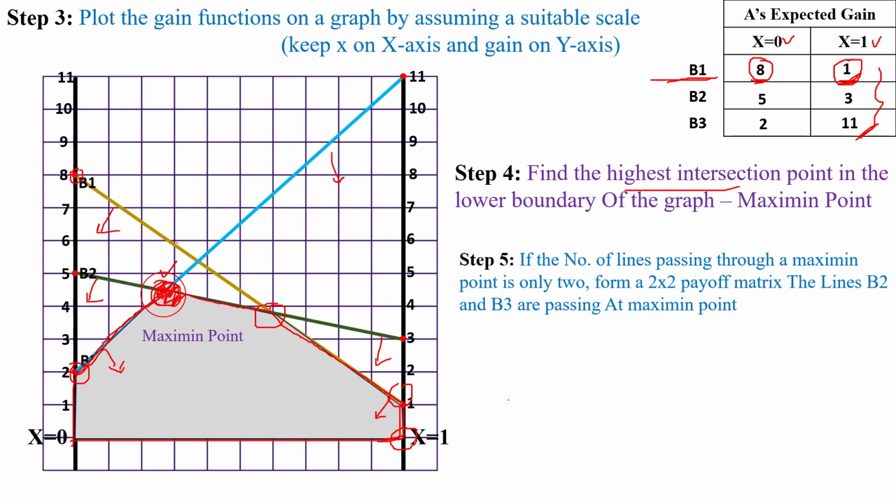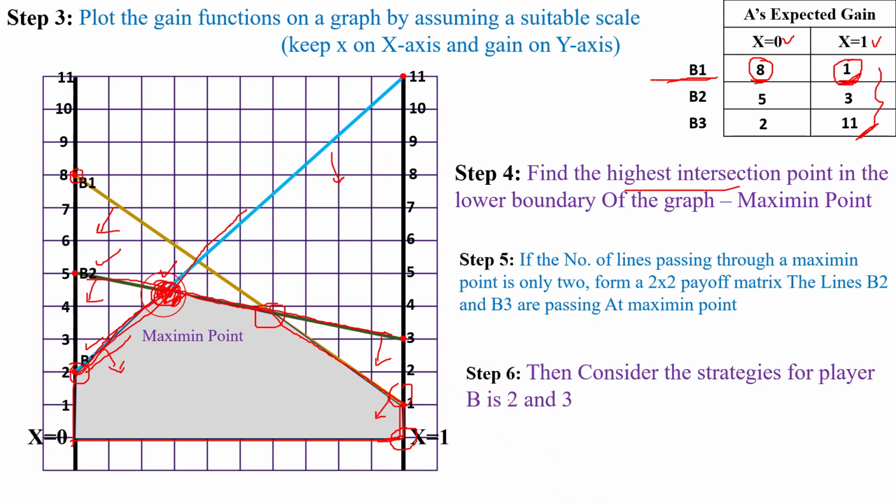If the number of lines passing through a Maximin point is only 2, then we have to form a 2 by 2 payoff matrix. Here through the Maximin point, 2 lines are passing. That is the B2 line and the B3 line. So the lines B2 and B3 are passing through the Maximin point.